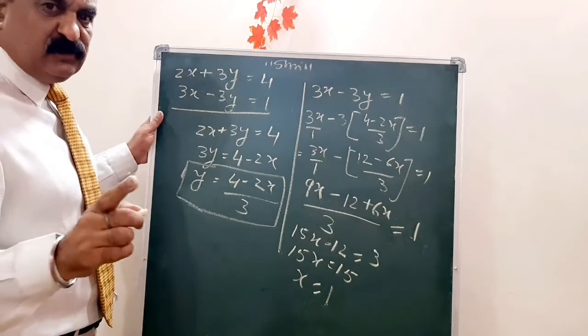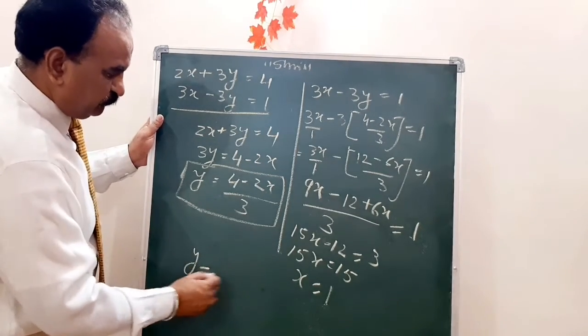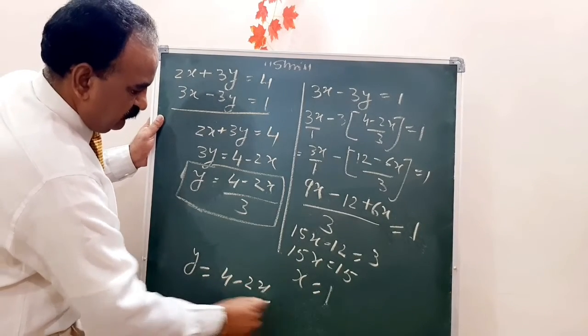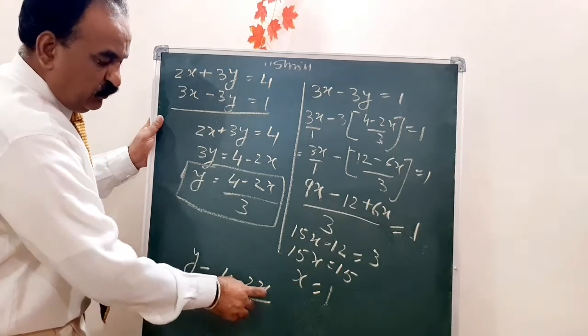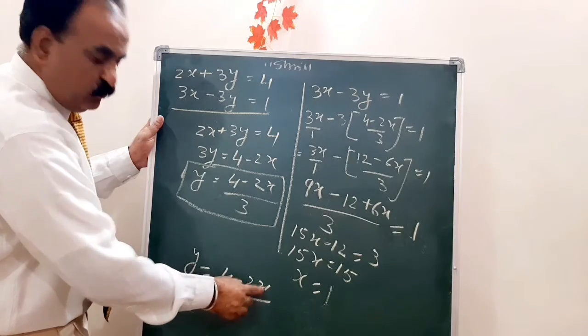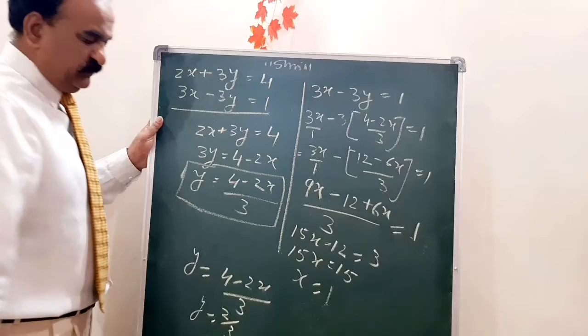I hope this is clear to you. Again I would like to explain. So y is equal to (4 minus 2x) upon 3. In place of x you can put here 1. So 2 into 1 becomes 2. So 4 minus 2 means 2. So y is equal to 2 by 3.